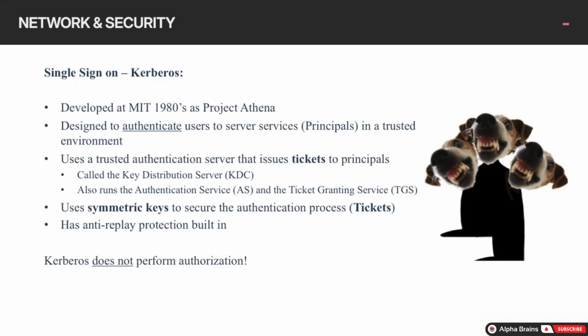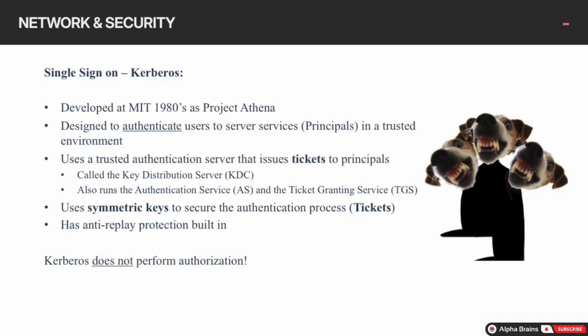And vice versa. When the client actually initiates communications with the resource server, the resource server validates the user's identity through the KDC, and if the KDC says, yep, that's really that user, then the resource server trusts that that user has been authenticated. And that's where Kerberos stops. Kerberos does not perform authorization.